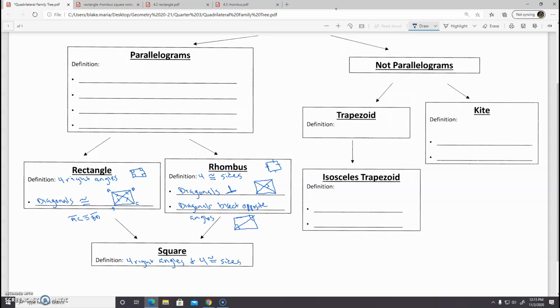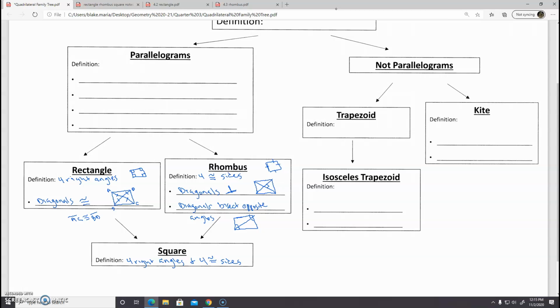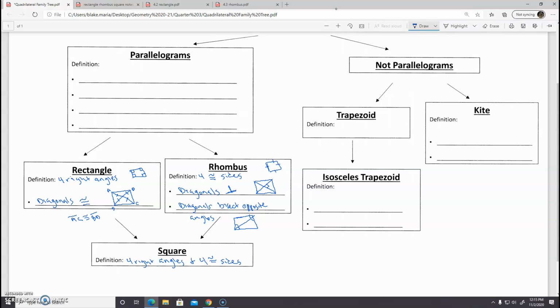The cool thing about this family tree is it does help you see the progression. If you've ever heard those square is always a rectangle questions: how do you classify? It's always from the bottom up. If you tell me it's a square, then you're telling me, yes, it has four congruent sides, so you can also call it a rhombus. Yes, it has four right angles, you can also call it a rectangle. Yes, opposite sides are parallel, it's a parallelogram. And yes, it has four sides, so it is a quadrilateral.